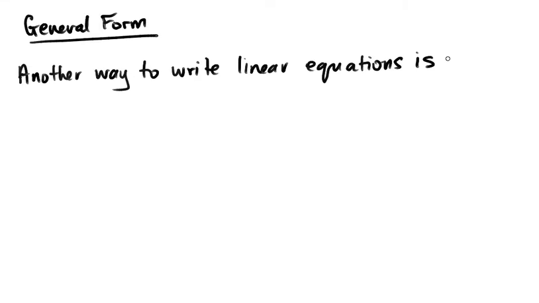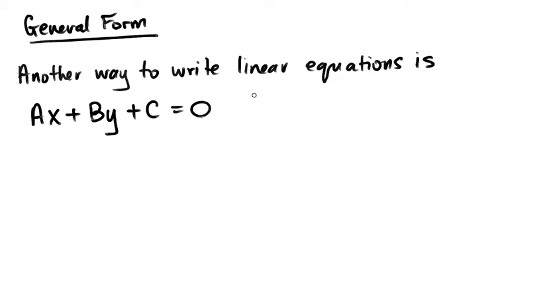So last lesson we learned one way to write linear equations in the form y equals mx plus b, the slope-intercept form. Today we're going to take a look at another way to write linear equations. And that is some number times x, and some number times y, and some number is equal to 0.